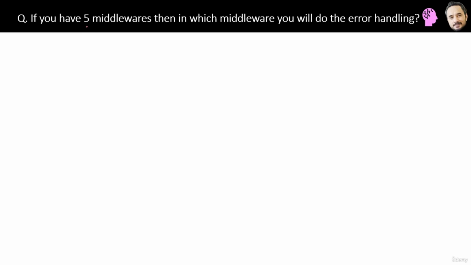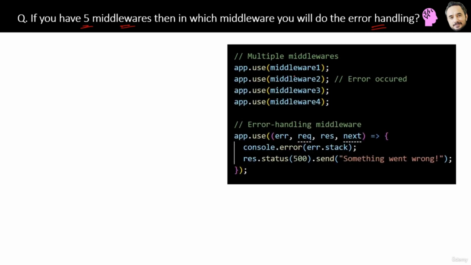This is like a scenario based question. So if you have 5 middlewares, then in which middleware you will do the error handling? These kinds of questions are very much important for interview purpose. Okay, they will try to confuse you. So like this is the code and we have 5 middlewares. Then you should handle the error object in the last and 5th middleware.